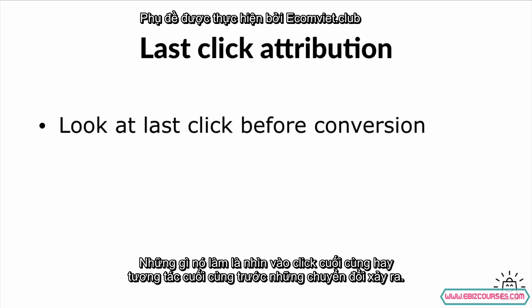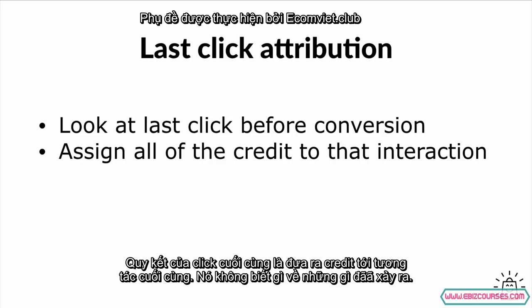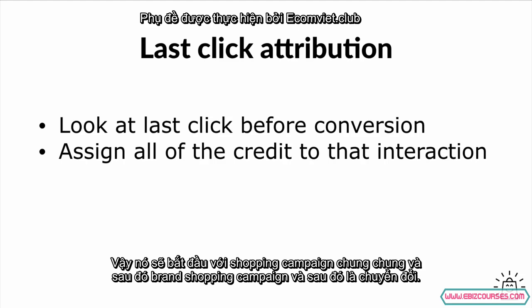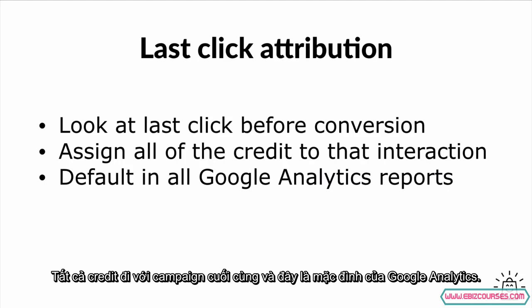And what this does is it looks at the last click or the last interaction before a conversion took place. So if somebody did a search for your brand name and then converted, that's that interaction. And what last click attribution does is it assigns all of the credit to that last interaction. So it kind of is blind to what happened before. So maybe they first came into a generic shopping campaign and then a branded shopping campaign, and then they converted. So all of the credit goes to that last campaign. And this is the default in Google Analytics reports.